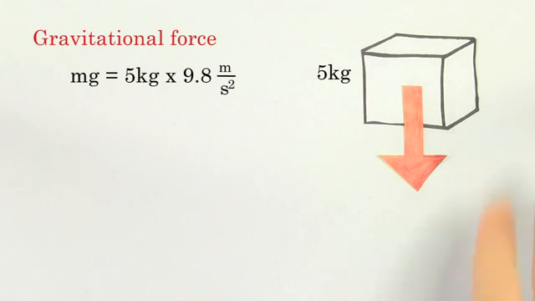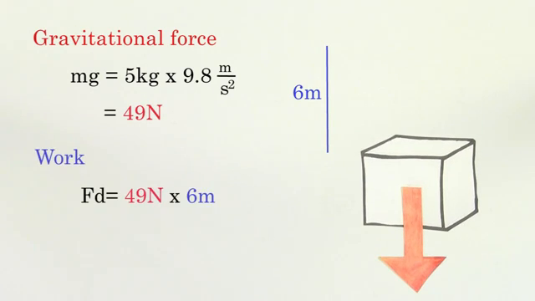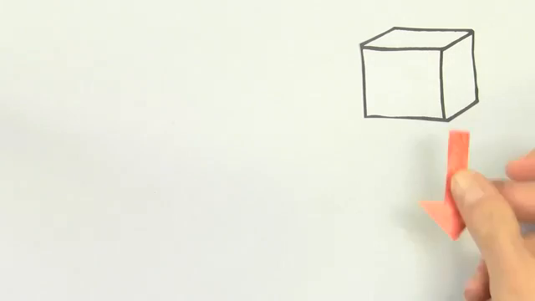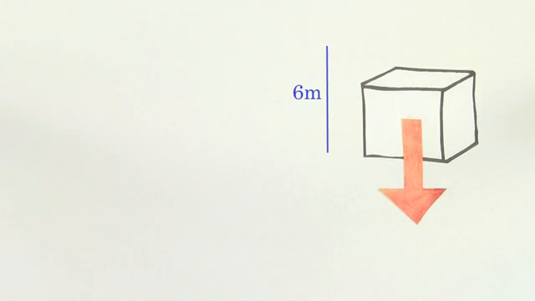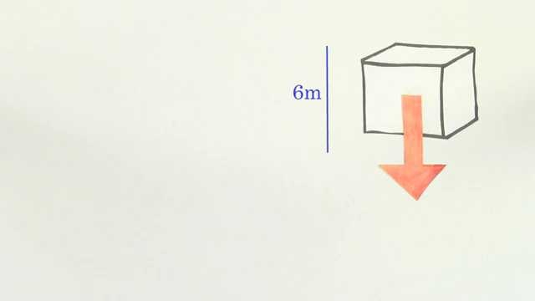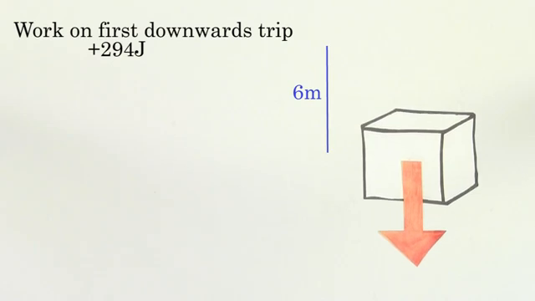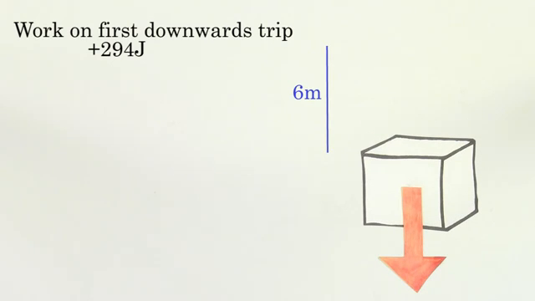For instance, the gravitational force on a 5 kilogram mass is 49 newtons. If the mass moves downwards by an amount of 6 meters, the work done by gravity is going to be 294 joules. Now let's start over. Say the mass again moves down 6 meters, but then it moves up 6 meters, then down again 6 meters. The work done by gravity for the first downwards trip was 294 joules.